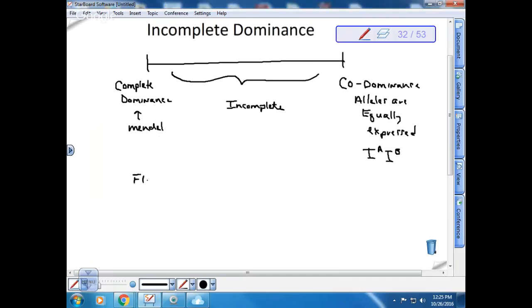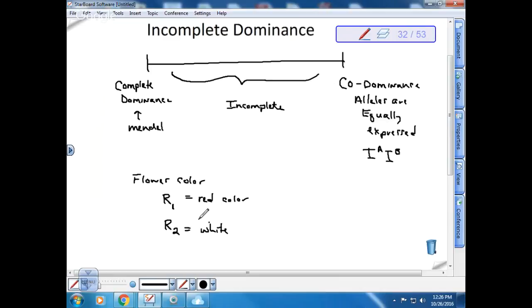Flower color. The flowers that are oftentimes used in this example are called 4 o'clocks. We don't need to know that. In flower color, there are 2 different alleles, and they could be demonstrated as R1 and R2. I'll put R1 here, and I'll put R2 down here. R1 codes for red colors, and R2 codes for white.